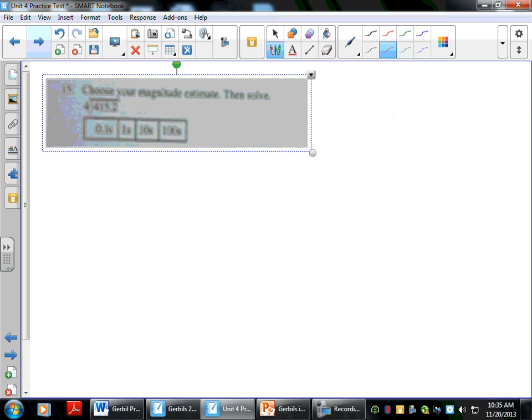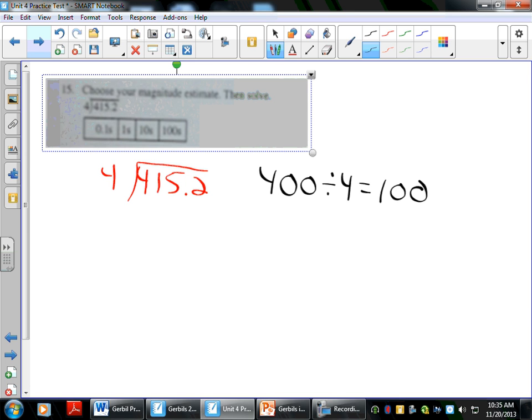Next problem, it says choose your magnitude estimate. Well, it says 415.2 divided by 4. Magnitude estimate, well, let's go ahead and round 415.2. Let's round that to 400. Divide that by 4, we get 100. Our magnitude estimate would be in the hundreds.